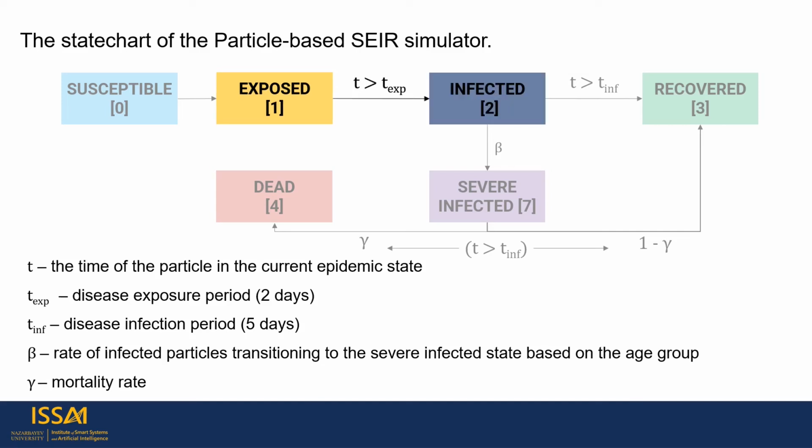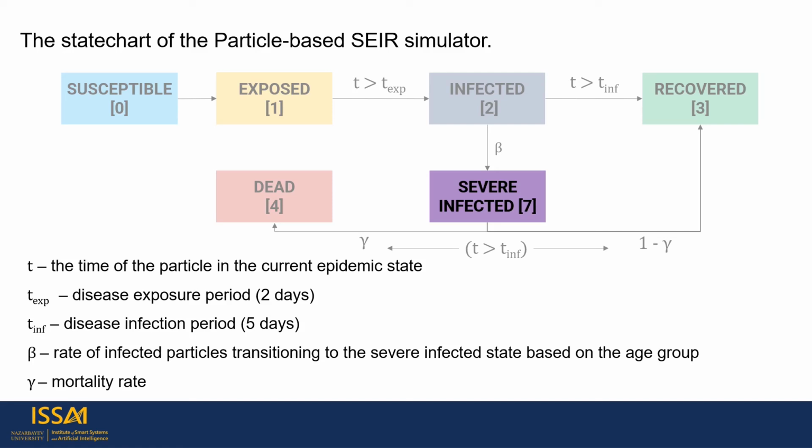The particle stays in the exposed state for the disease exposure period and then transitions to the infected state. At this point, 2 things can happen. Before the particle's duration of stay in the infected state reaches the infection period, it may transition to severely infected state with the rate beta. Otherwise, it recovers.